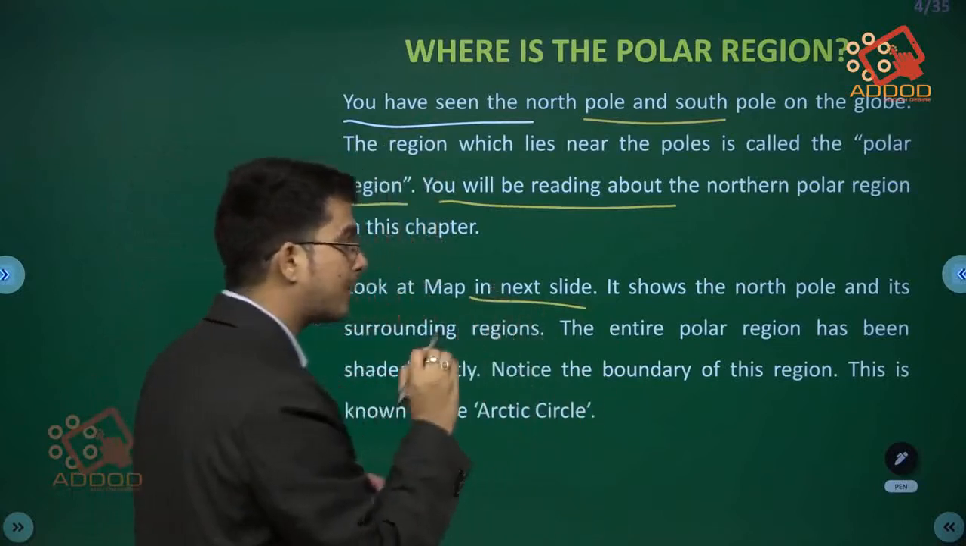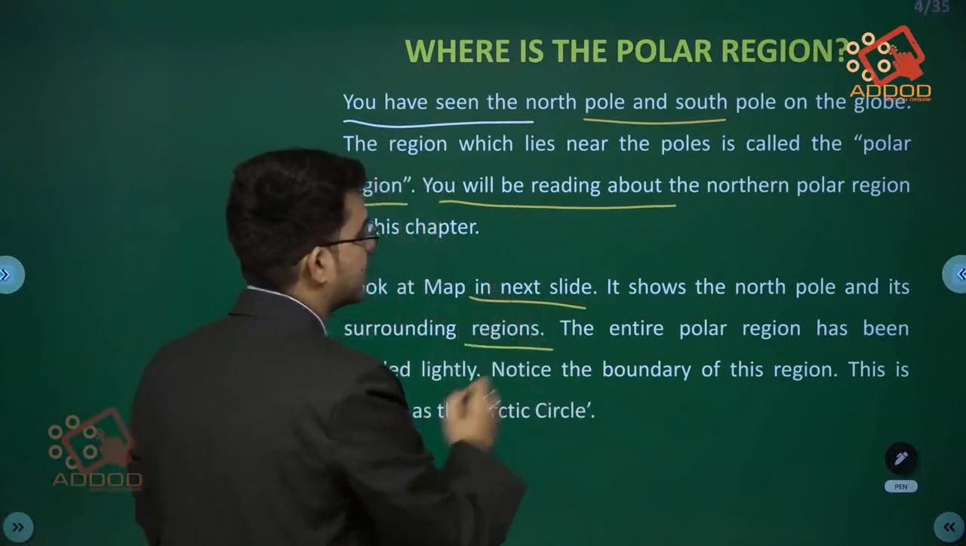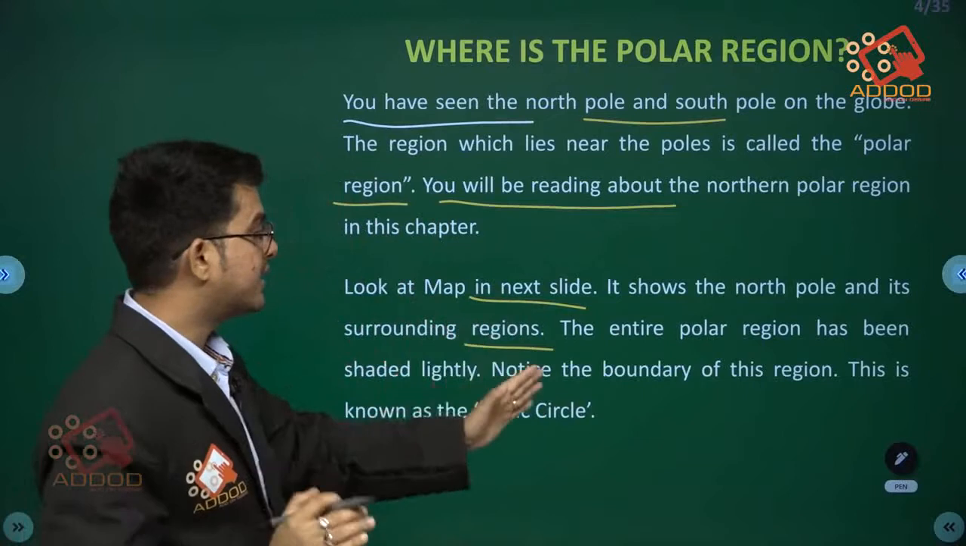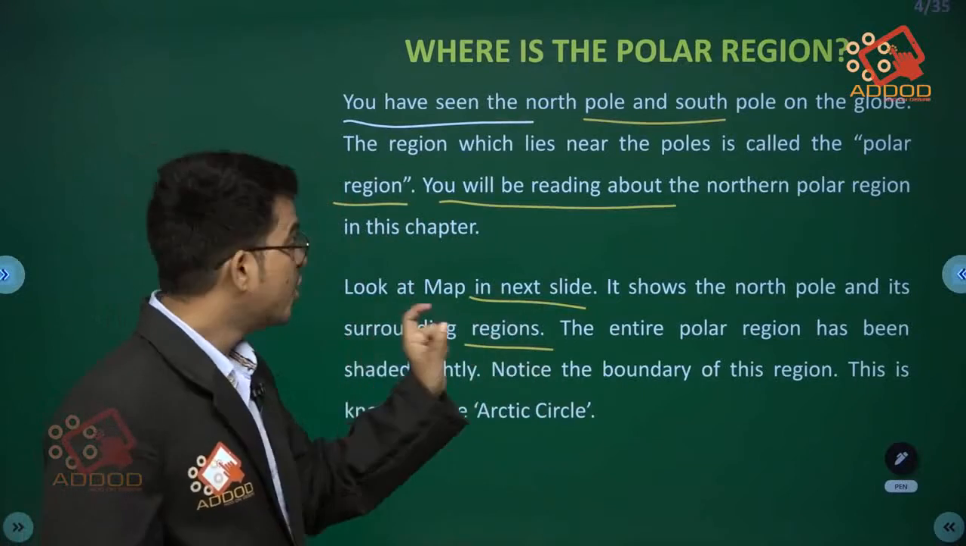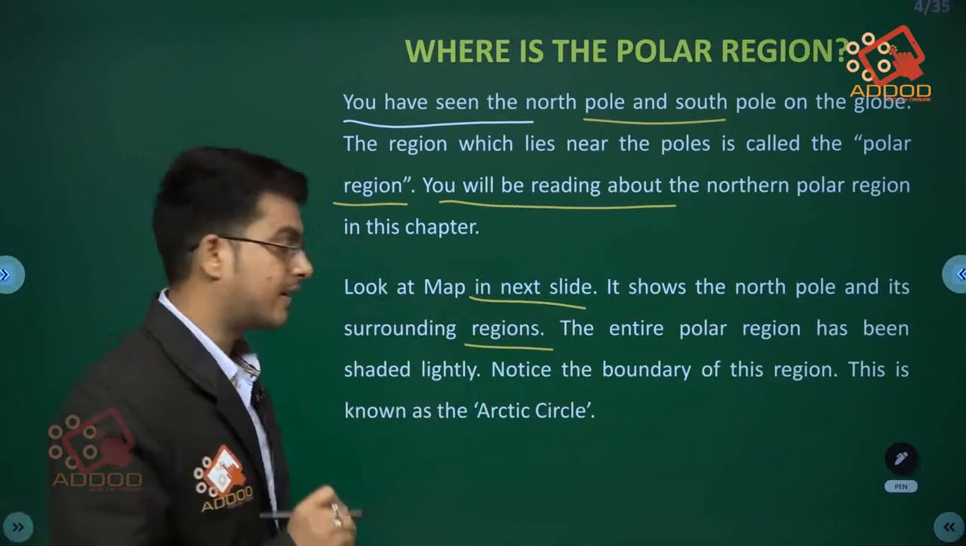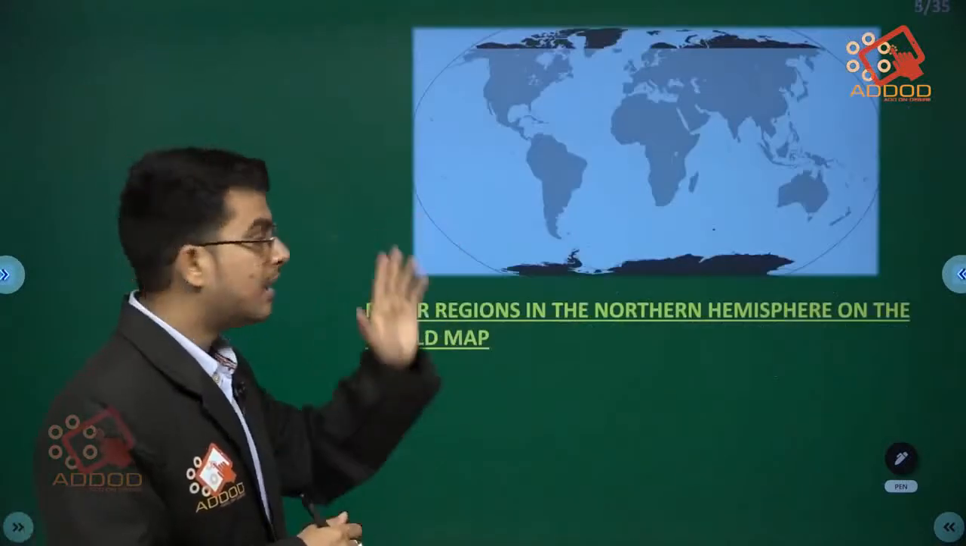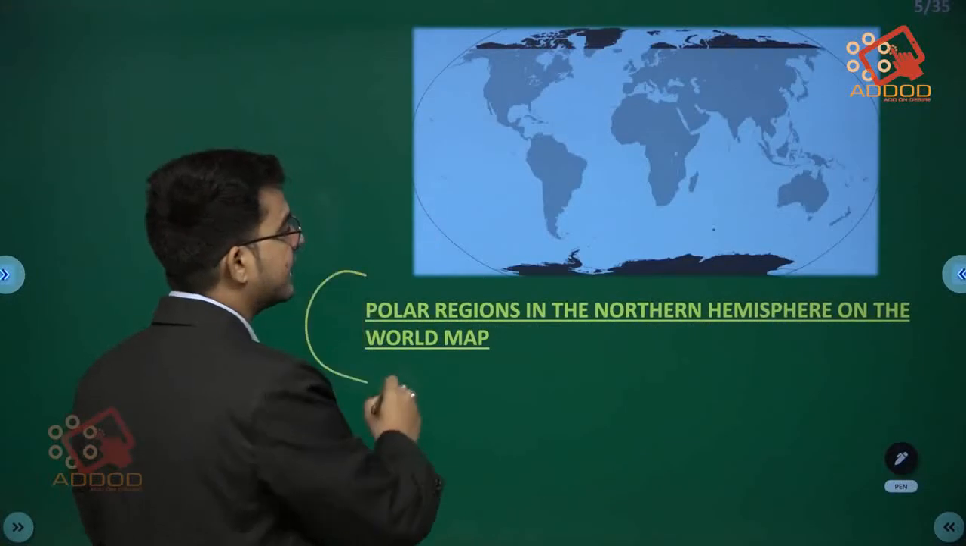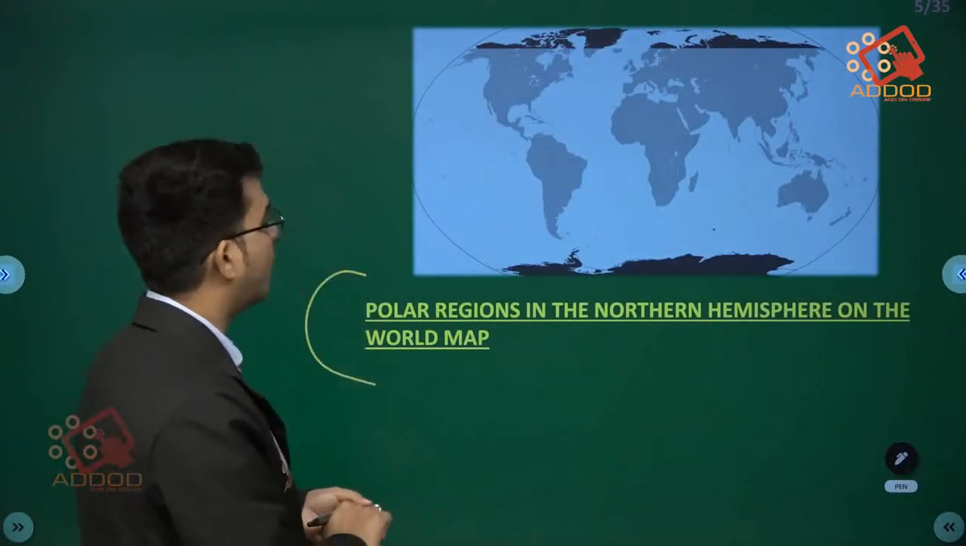It shows the North Pole and its surrounding regions. The entire polar region has been shaded lightly. Notice the boundary of the region. This is known as the Arctic Circle. So this is the map of the polar region in the Northern Hemisphere on the world map.